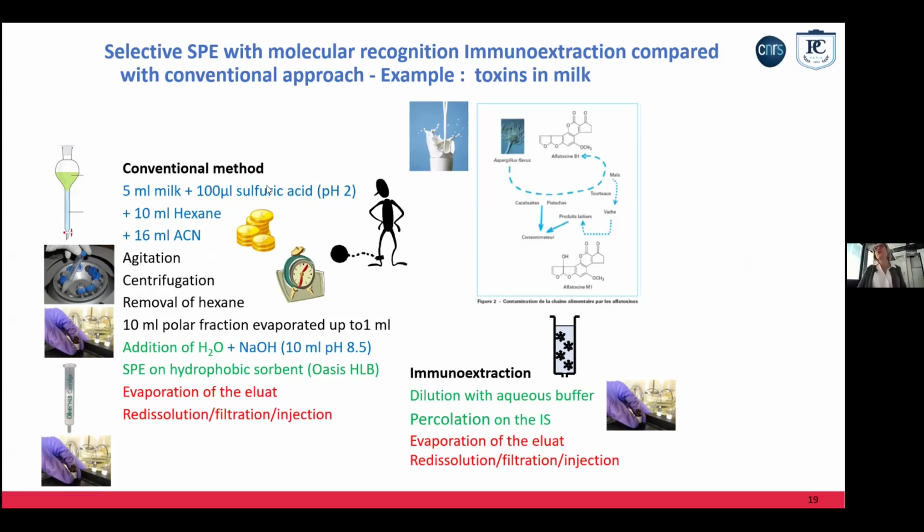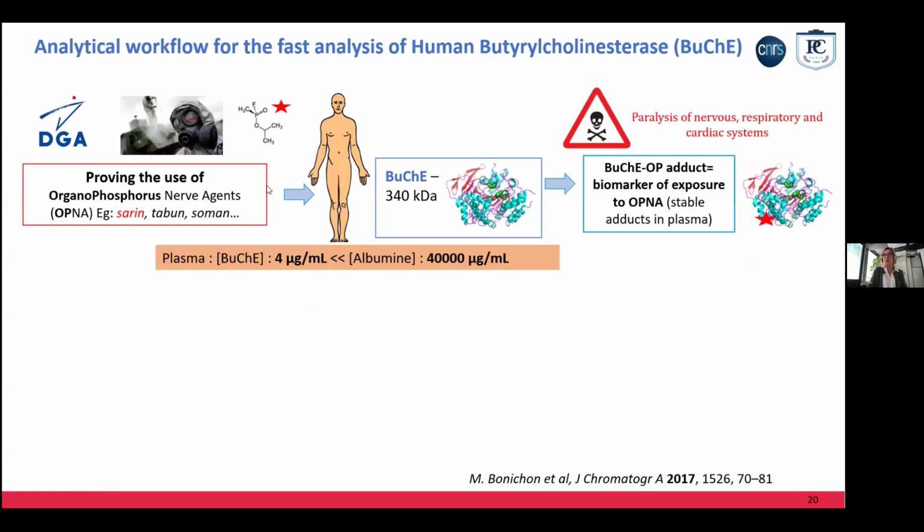If you use immunoextraction, you just have to take your milk, dilute your milk with an aqueous buffer, and pass your milk through the sorbent, and then you will have a very clean extract directly. However, there are drawbacks: non-toxic reagents, but not well miniaturized, and only partial automation, because today we can buy a robot that manages the solid phase extraction process, but not the whole analytical procedure. We can automate our device by playing with different types of devices. I will show you how.